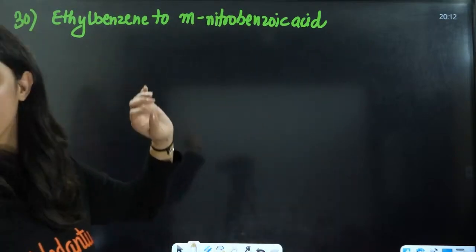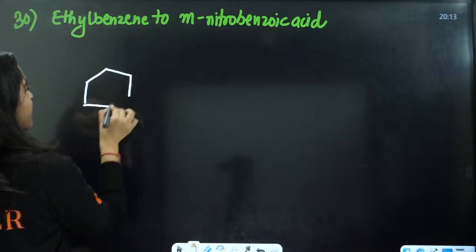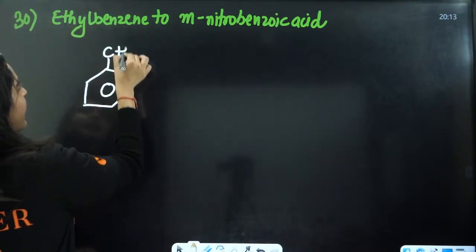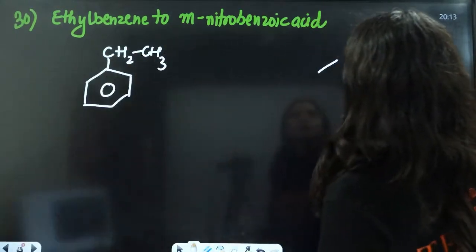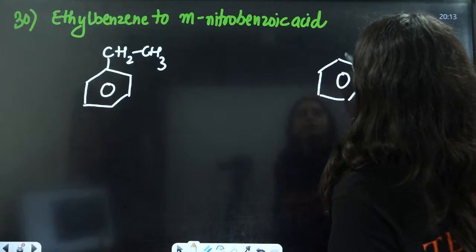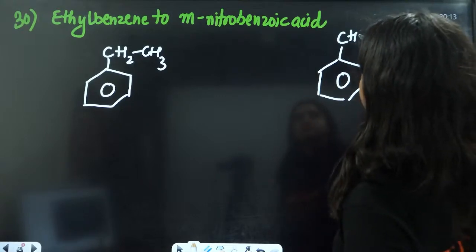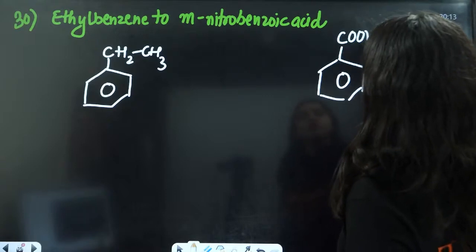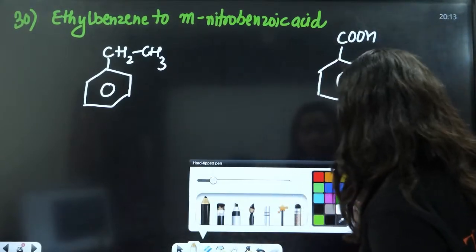This is ethyl benzene. Ethyl benzene, you have this one. Now ethyl benzene, that is CH2CH3, converted into meta-nitrobenzoic acid. This is COOH, and this is meta-nitro NO2. Again, last question of today.